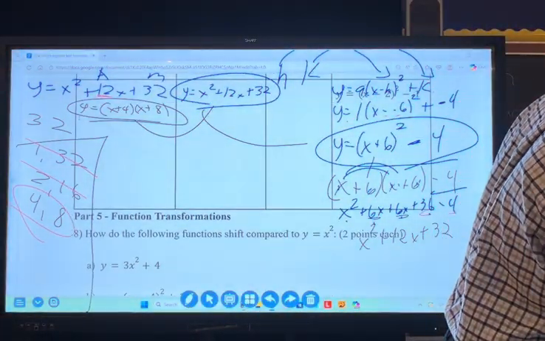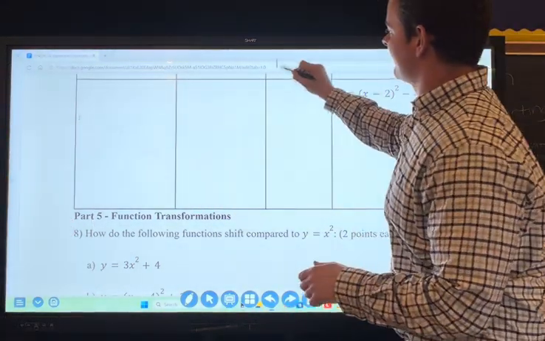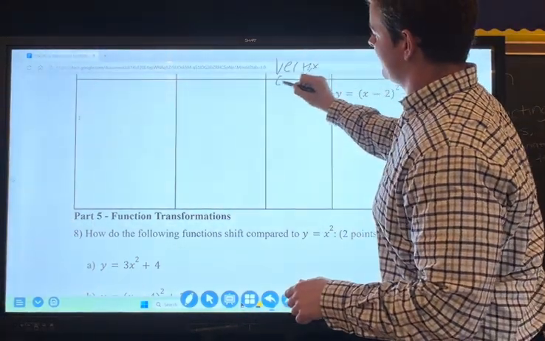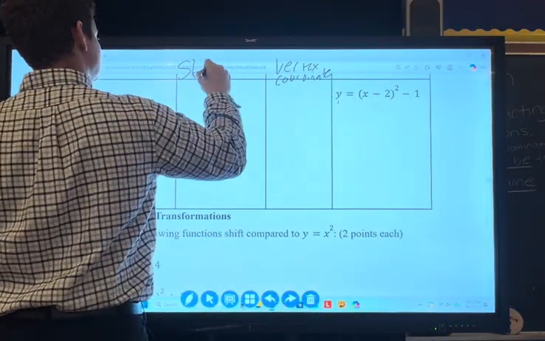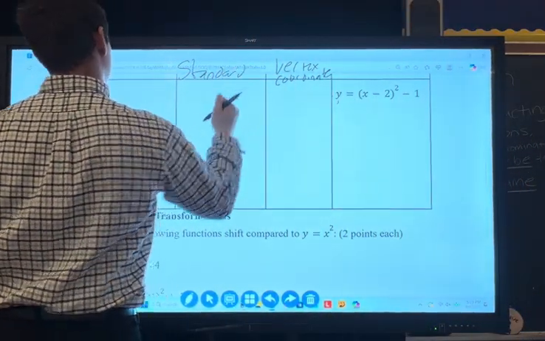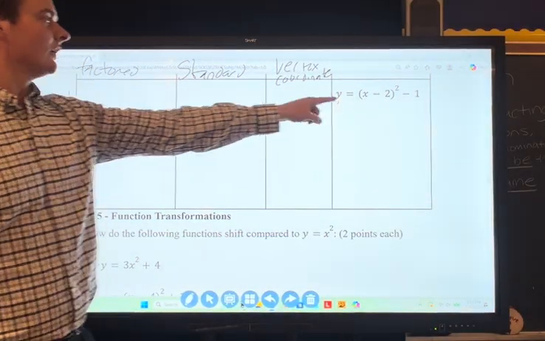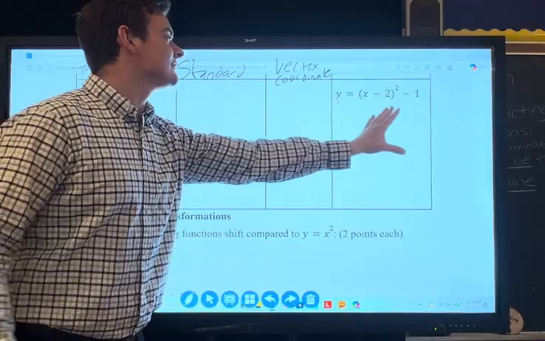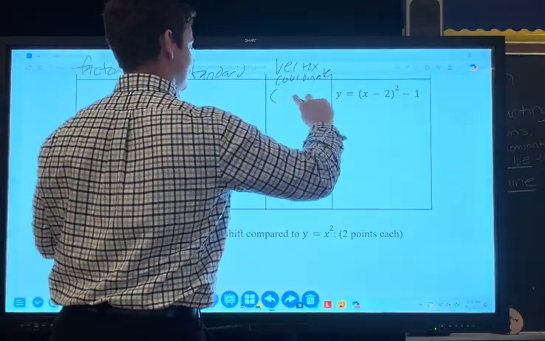I got one more. Then we're on to part 5. This is my vertex coordinate. This is standard. This is factored. Okay. From here, I have my vertex equation. I can instantly find my vertex coordinate.